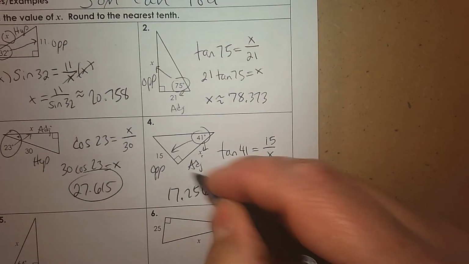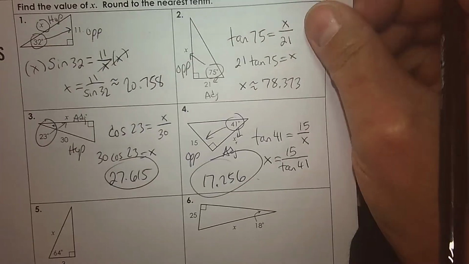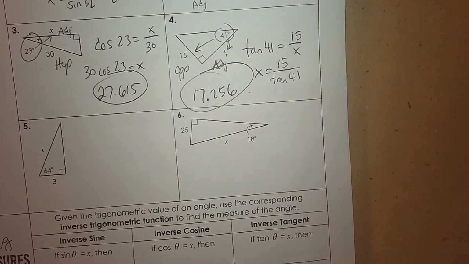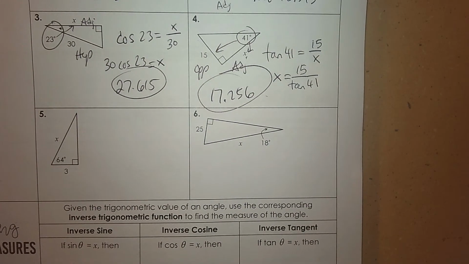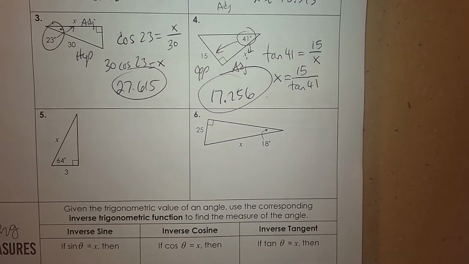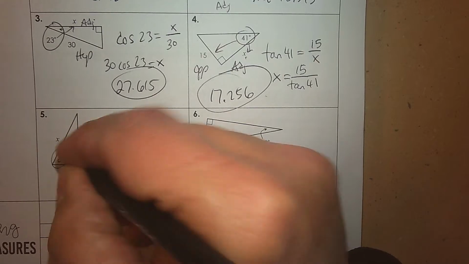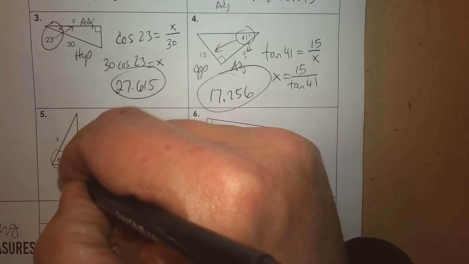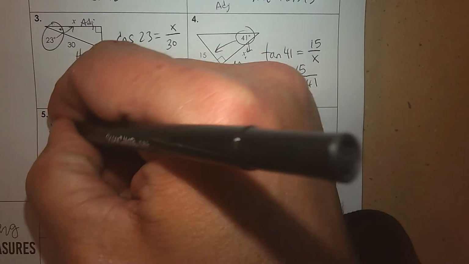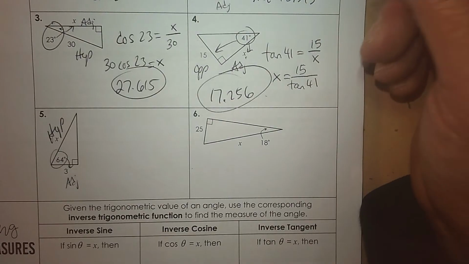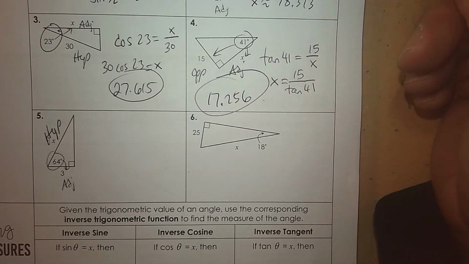Keep going, 5 and 6. They're going to teach you how to find a missing angle using trigonometry. It'd be impossible to do this without trigonometry, what we're doing. So step 1 is to label your triangle to know, right? You're not guessing. Is it sine, cosine, or tangent?